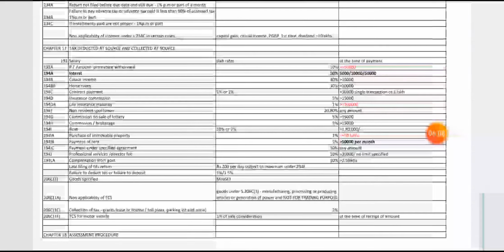If you are an individual, the individual slab rate will come. If you are a senior citizen, the senior citizen income tax slab rate. We'll be studying the first chapter, that will fall into place. This is to be deducted at the time of paying the salary. Okay, so 192 is simple.